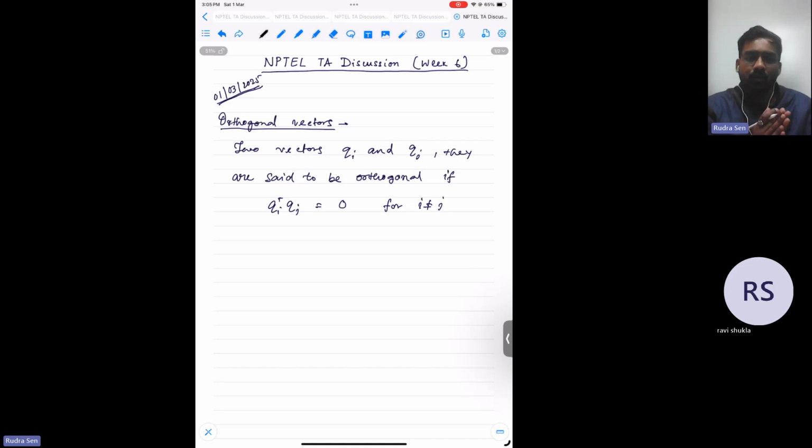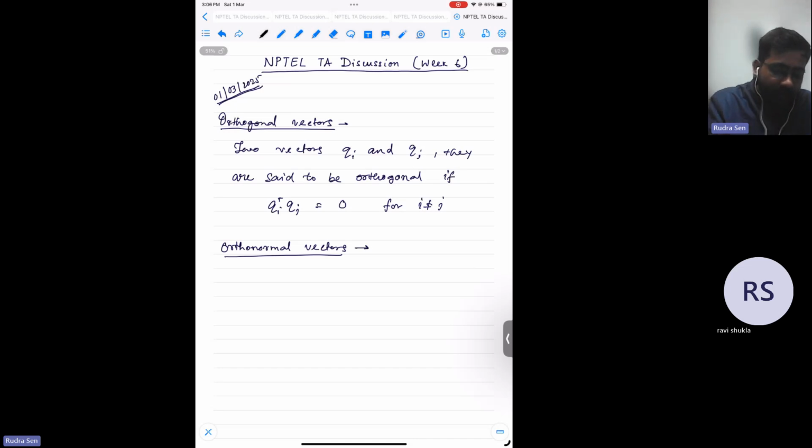That means when we do the dot product of two vectors qi and qj, the resultant value of this dot product becomes 0. If this comes out as 0, then they are orthogonal. And orthonormal is basically similar, just one extra condition added here.